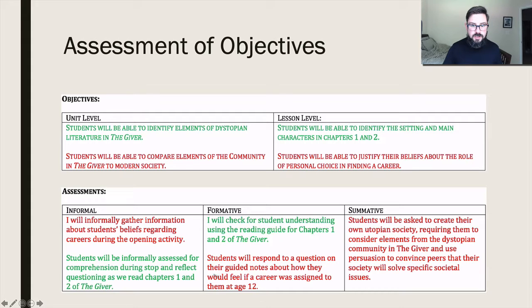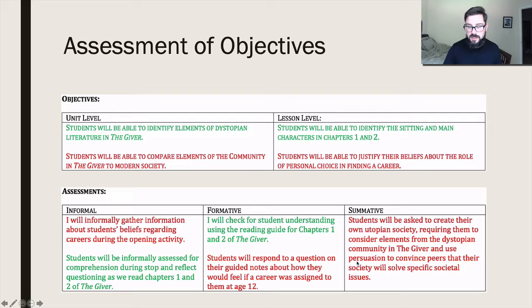And then also students responding to this notion of empathy. How would they feel if they didn't get to choose their careers? You can see here that's the second formative assessment, collecting their writing and their thinking on that. When I collect that, I can see, are they learning and developing that skill of empathy with characters?